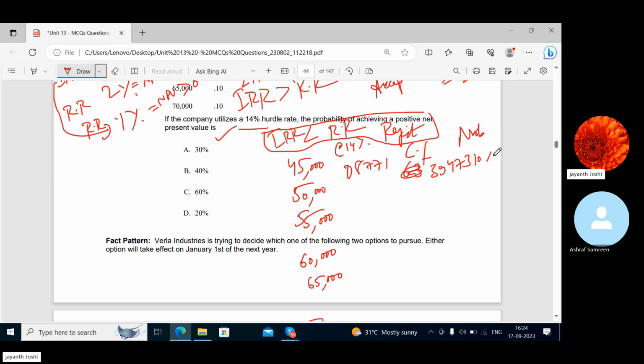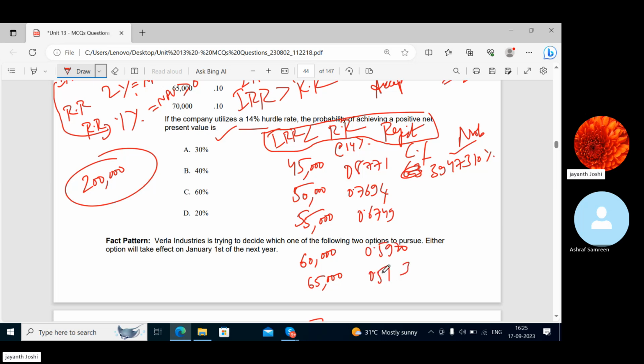So with 10% probability we got this much money, correct? Yes, sir. We have to get the 2 lakh investment what we have done. Okay. So second year, 0.7694. Third year, 0.6749. Fourth year, 0.5920. Fifth year, 0.5193. So 50,000.